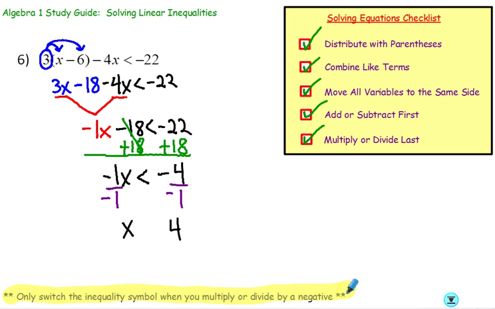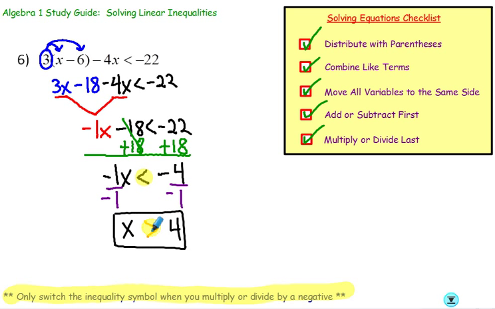I know conceptually this might be a little difficult to understand, but what we're doing with this is that this less than would turn into a greater than. So my answer actually would be x greater than 4. And let me show you what happened there: the less than would be turning into a greater than.